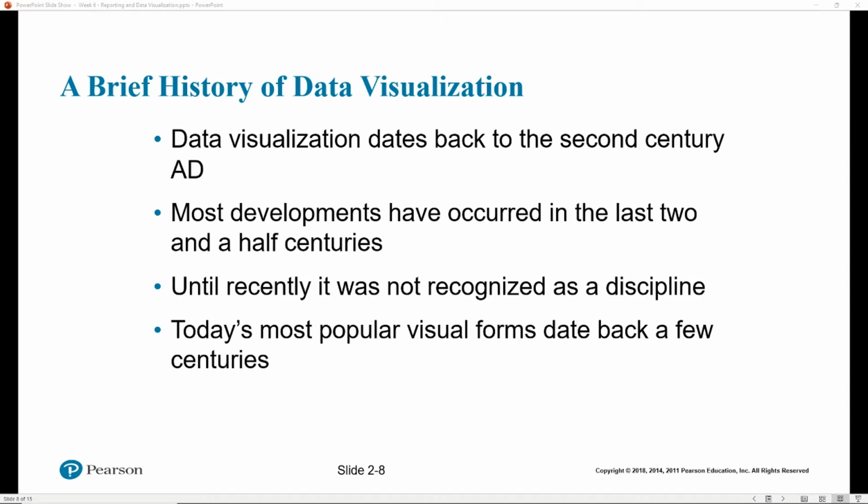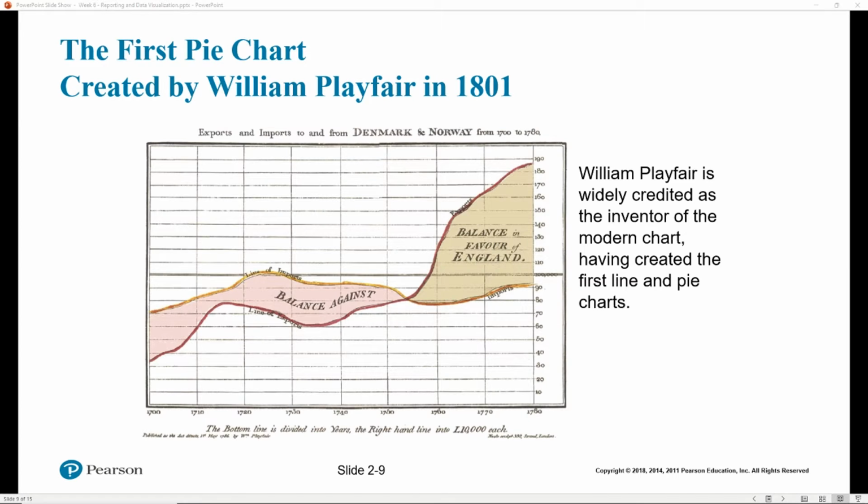Today's most popular visual forms date back a few centuries, so this includes John Snow's visualization of the cholera epidemic in the 19th century. Also includes the first pie chart that was created by William Playfair in 1801. Now, we'll caution you against the use of the pie chart. Pie charts are quite common, but remember that you can only include one factor and take a look at how that factor is divided up within that pie chart. So for example, taking a look at the percentages of students enrolled in specific programs at GSU.